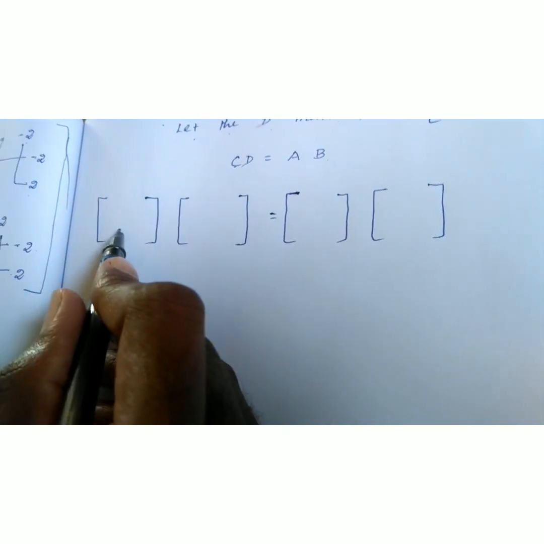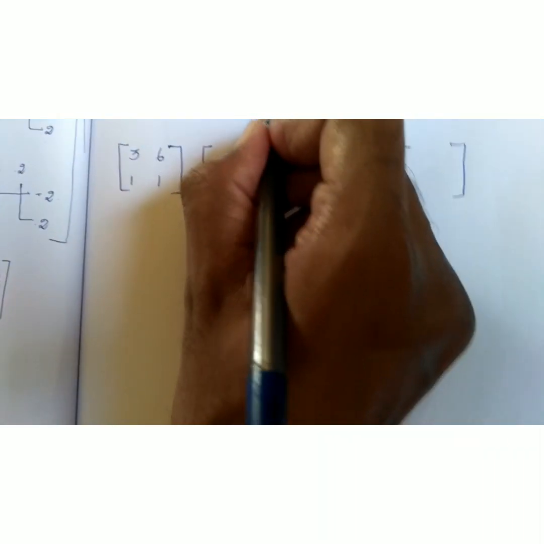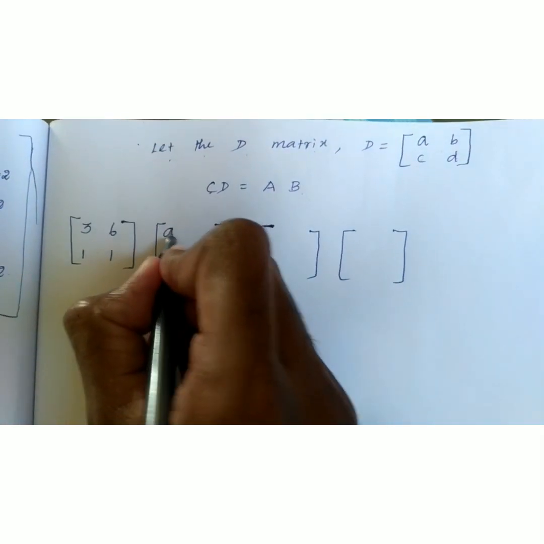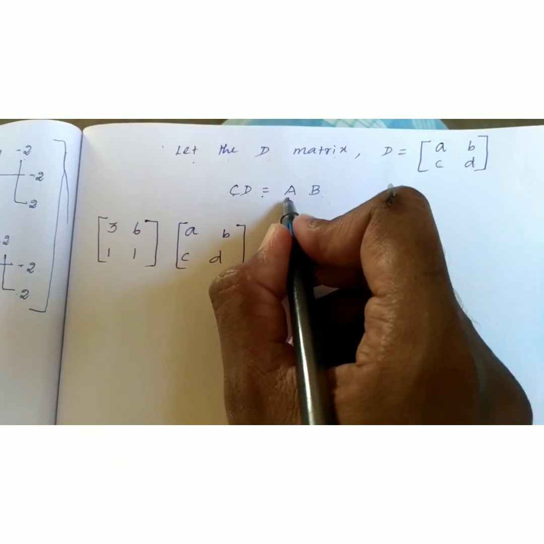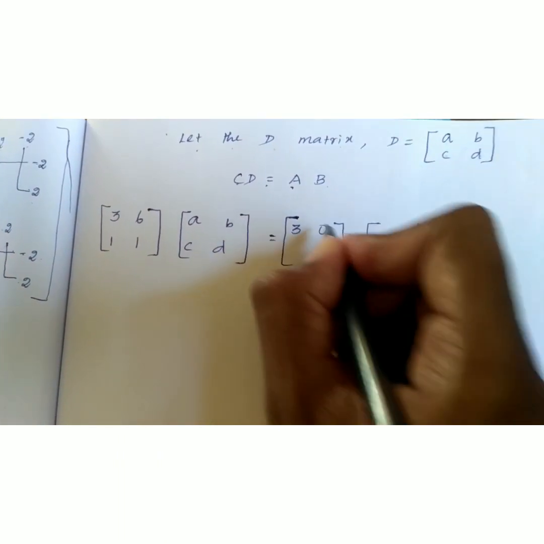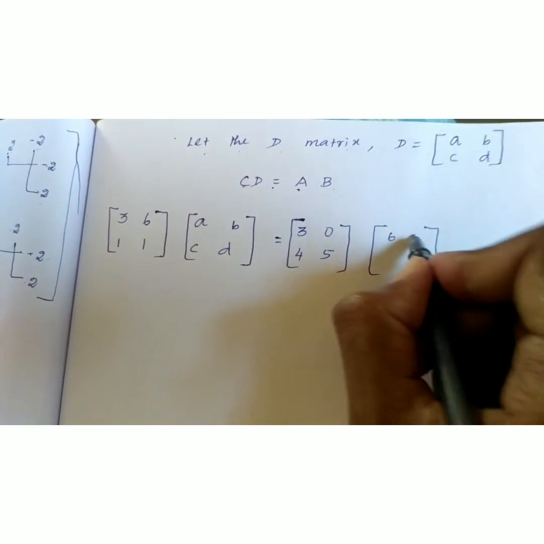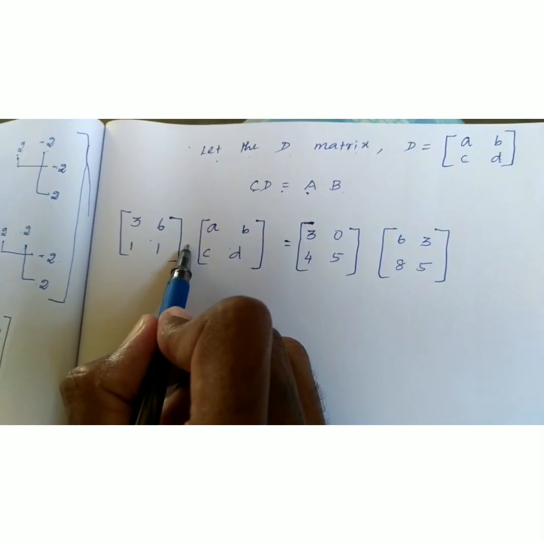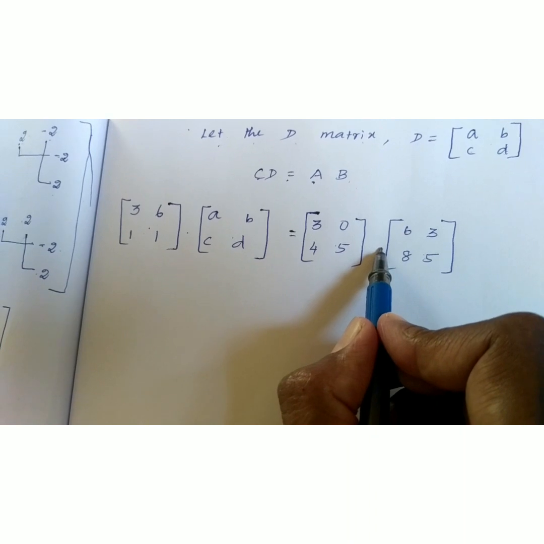For C, we write the C matrix 3, 6, 1, 1. D matrix, let the D matrix is ABCD. அதோட elements என்னன்னு தெரியாது, அதனால ABCD ன்னு எடுத்துக்கிறோம். Equal to, for A matrix we write A 3, 0, 4, 5. B matrix 6, 3, 8, 5. In these two matrix we have nothing, so consider as into.